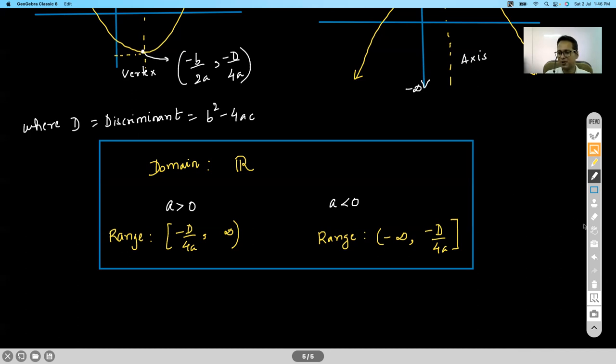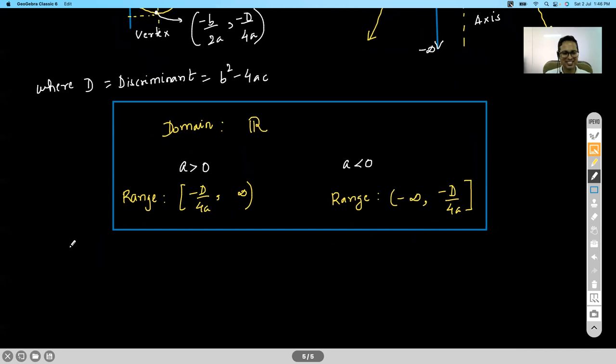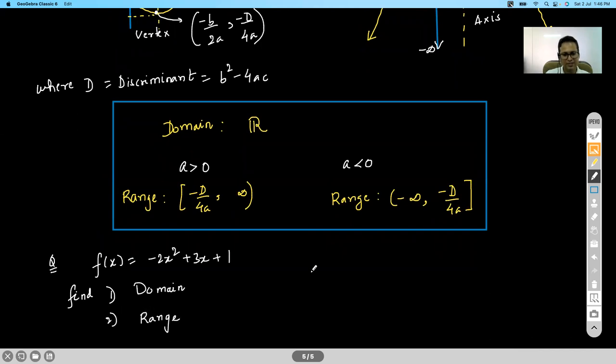Okay. Can we have a small question? Just a small question. For this polynomial function, find number one, the domain of the function, and number two, the range of the function. Quickly, give me a response on the chat box.